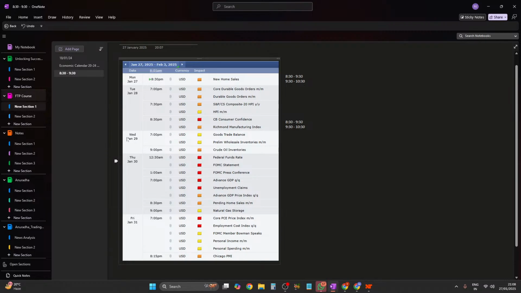now Wednesday is the day just prior to the day when this high impact news, the FOMC statement, federal funds rate are going to be announced. So Wednesday is going to be a very choppy market. So it's better I stay out from this market. So I will not be looking for a trade on Wednesday.